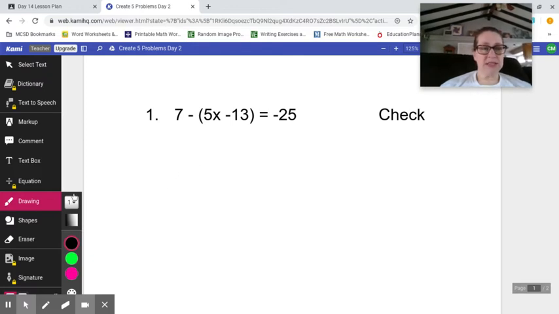Okay. Let's get started. So we have 7 minus (5x minus 13) equals negative 25. Well, we know, and I'm going to put this in a different color, that there's actually a 1 here. So we're going to do the distributive property with this negative 1. Okay, so I still have 7. Negative 1 times 5x is negative 5x. Negative 1 times negative 13 is positive 13.